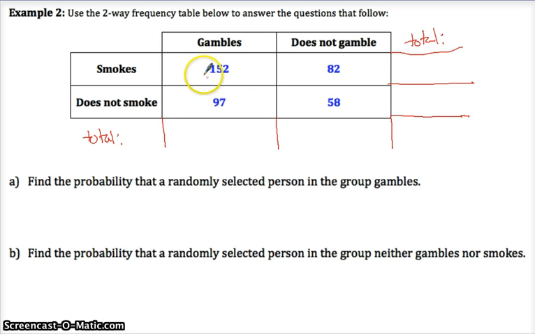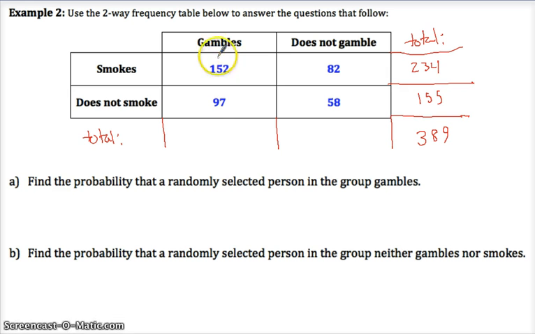So let's get the totals down here. If this is 152, this is 182. Let's have the total number of smokers up here is going to be 234. The total number of non-smokers is 97 plus 58. That's 155. So the total number of everybody here is 389.